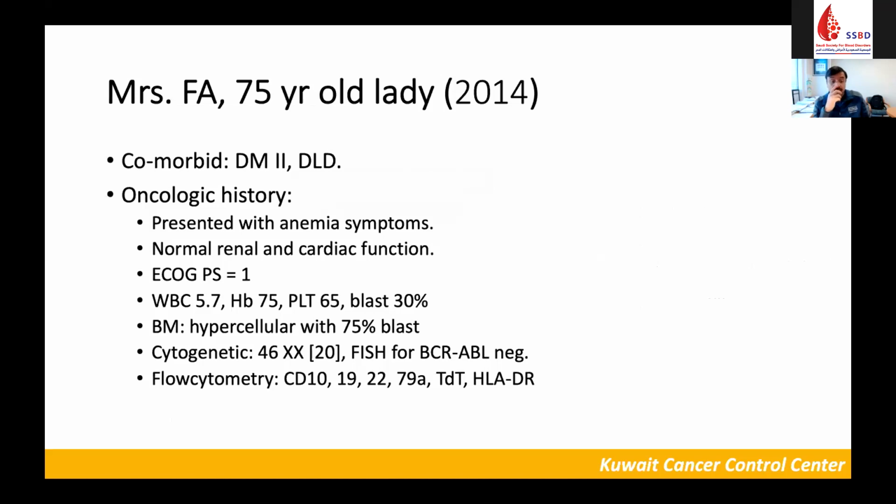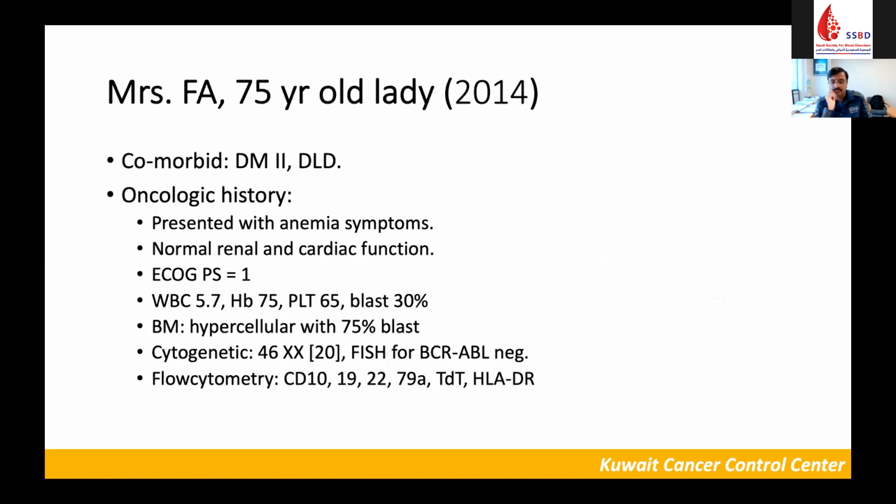Our first case is Mrs. F.A., a 75-year-old lady back in 2014 with comorbidities of diabetes and dyslipidemia. She presented with anemic symptoms, and she had normal renal and cardiac function with a good performance status. Her WBC was 5.7, hemoglobin 75, platelets 65. Her blast was 30% in the peripheral blood.